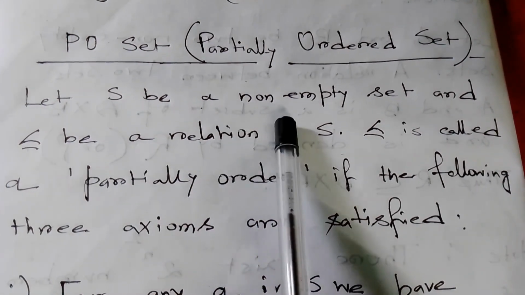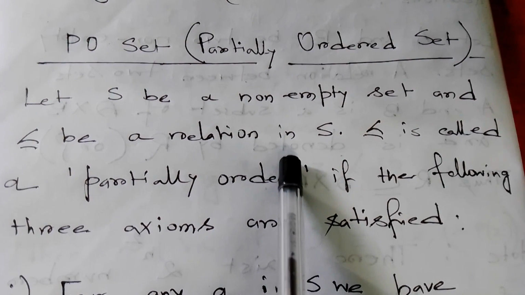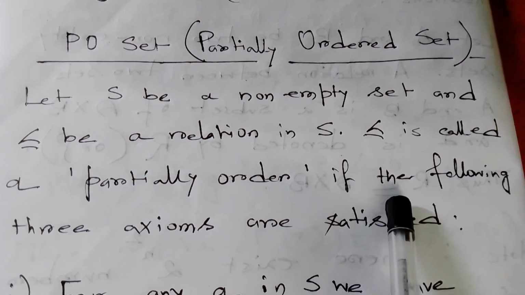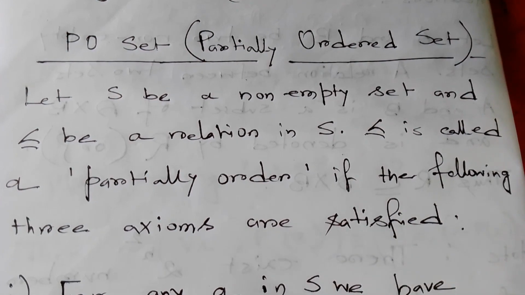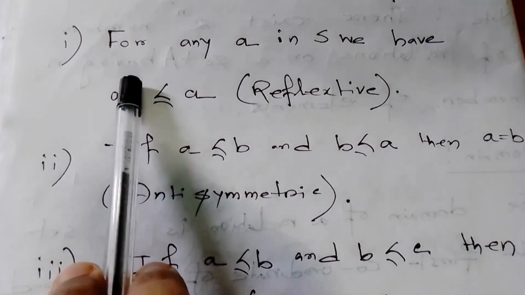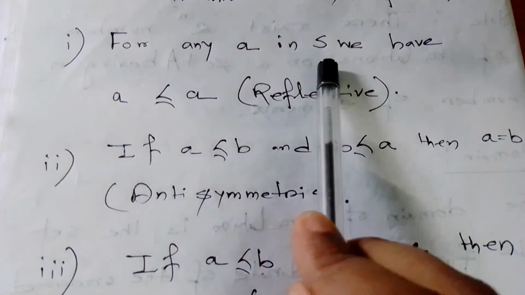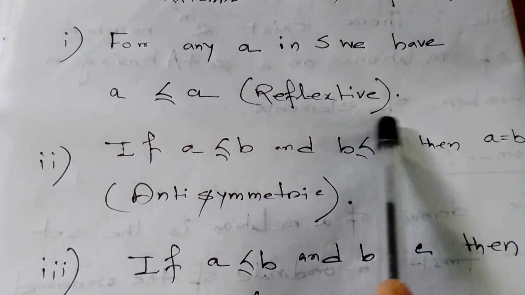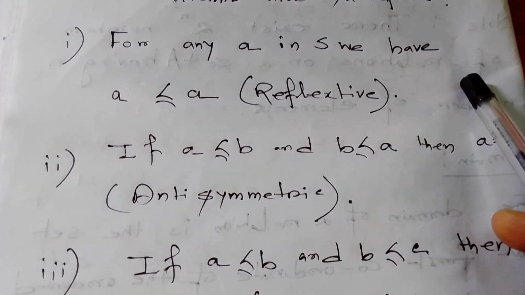Let S be a non-empty set and less than or equal to (≤) be a relation in S. It is called a partial order if the following three axioms are satisfied. Now the three conditions. The first condition to be a partially ordered set is that for any a in S, we have a ≤ a, and that is the reflexive property.